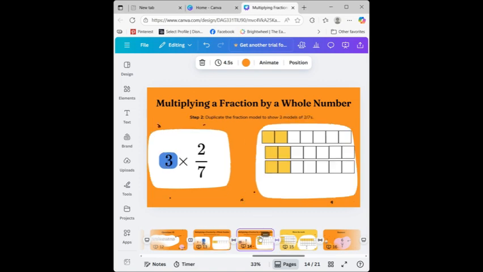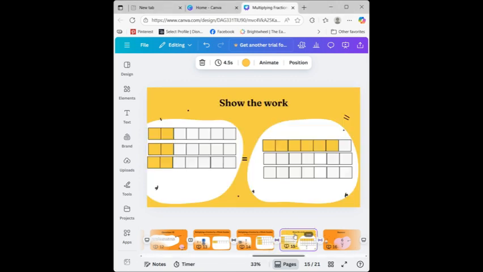Now, the whole number tells us how many groups. So this says 3, so let's check and see if there are 3 groups. And it's 1, 2, 3, and there are 3 groups. Now, we are going to solve the problem. So we have 3 multiplied by 2 sevenths in this group.